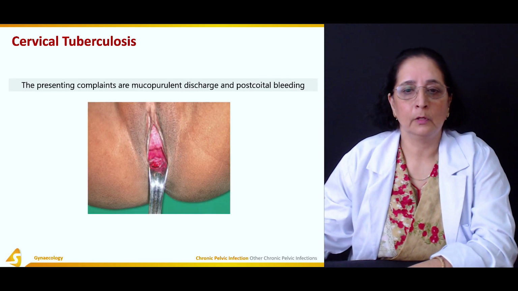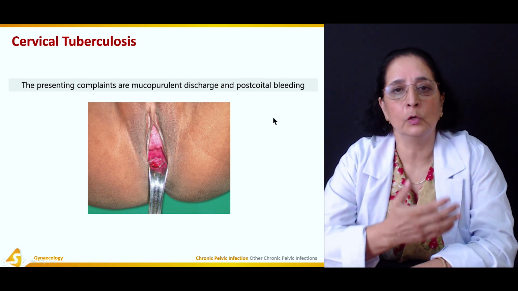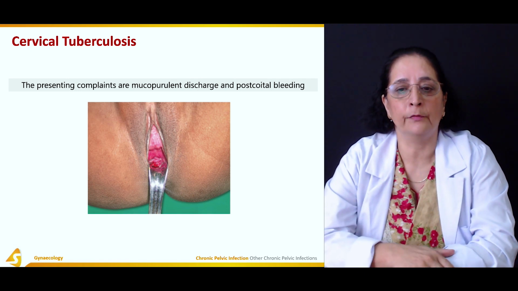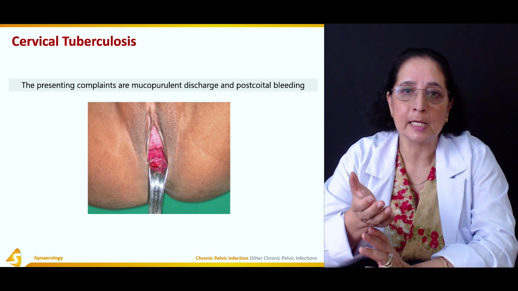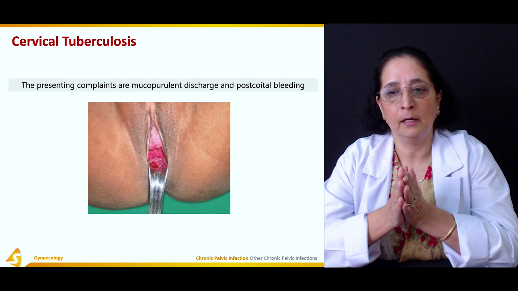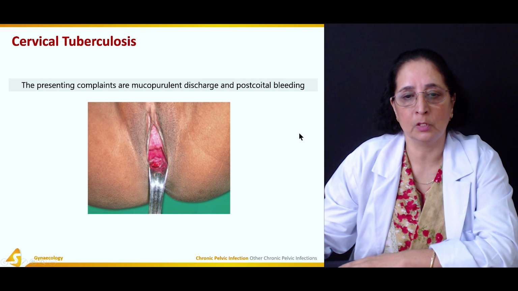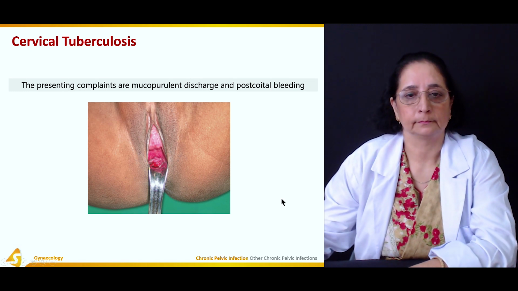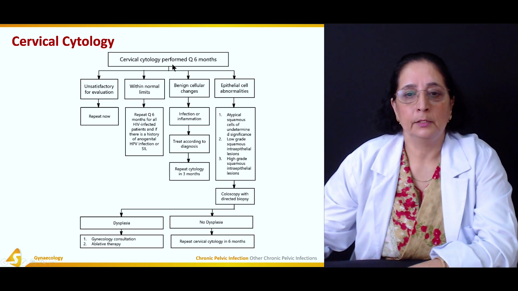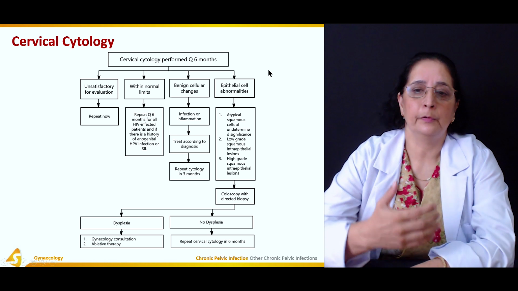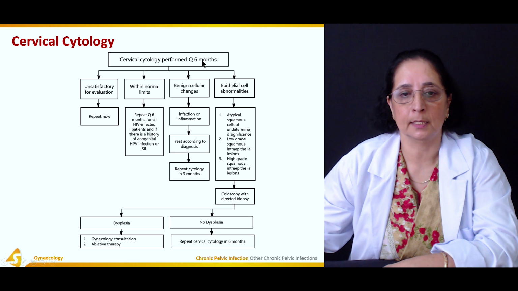Then cervical tuberculosis. If there is cervical tuberculosis, the patient usually complains of mucopurulent discharge, the discharge that contains pus and mucus together, and there is also post-coital bleeding. After intercourse, the patient bleeds also. Cervical cytology is usually performed every 6 months.